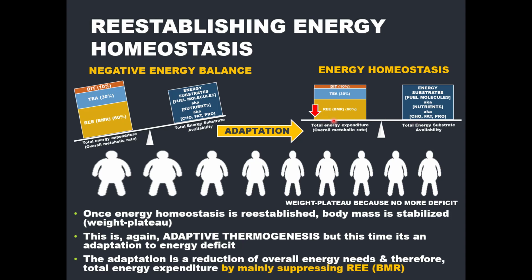Again, this is done largely through the suppression of resting energy expenditure and needs. And thus, as you adapt, the deficit becomes smaller and smaller, eventually reestablishing energy homeostasis as you see here. This adaptation in your resting energy expenditure/needs is another form of adapted thermogenesis. When you have sufficiently adapted, this is when weight becomes stabilized since there is no more deficit even with the same caloric intake. So here's a simple practical example to help you conceptualize all this.